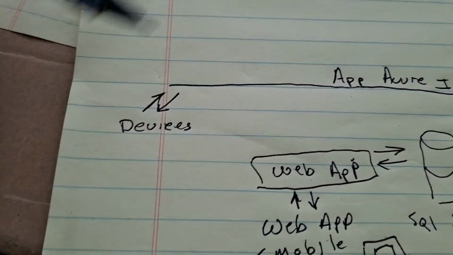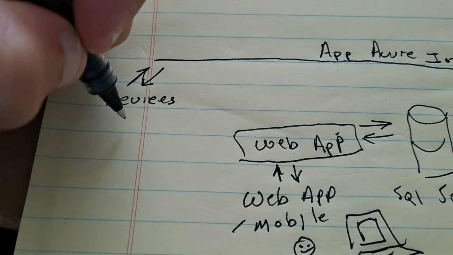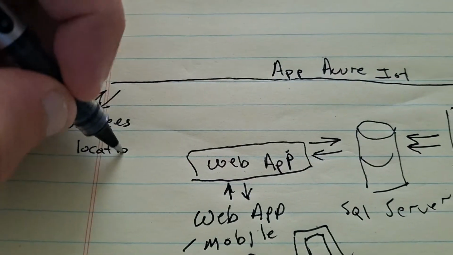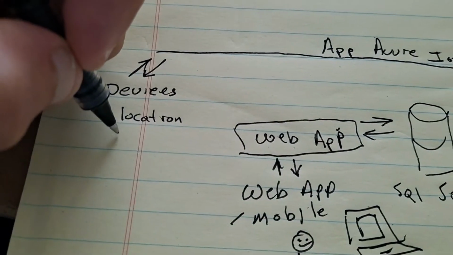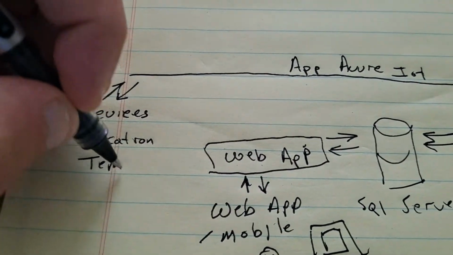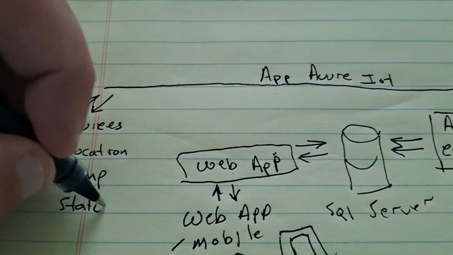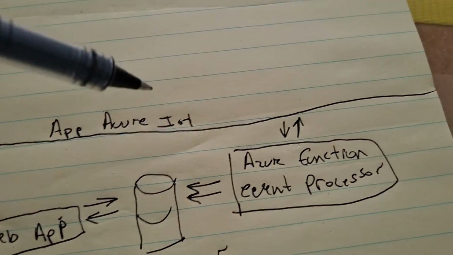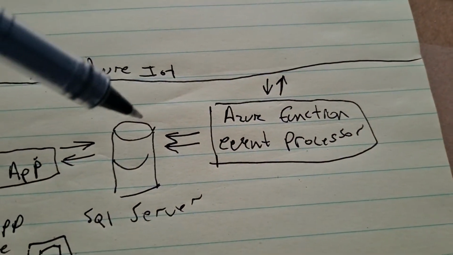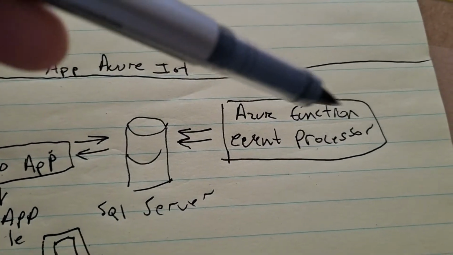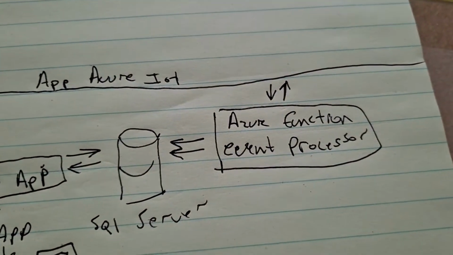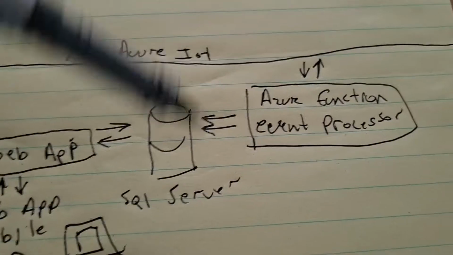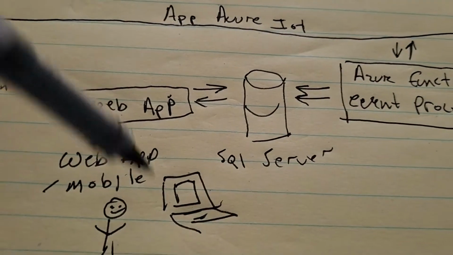These devices are going to publish events like GPS, like location events. They're going to publish maybe temperature events, status events. These are going to be on the Azure IoT Hub. And then this Azure function has some configuration in this database that says the clients care about this data coming in, and they want it in a certain way, so it's going to massage the data and put it in this SQL Server for the interaction with the user.